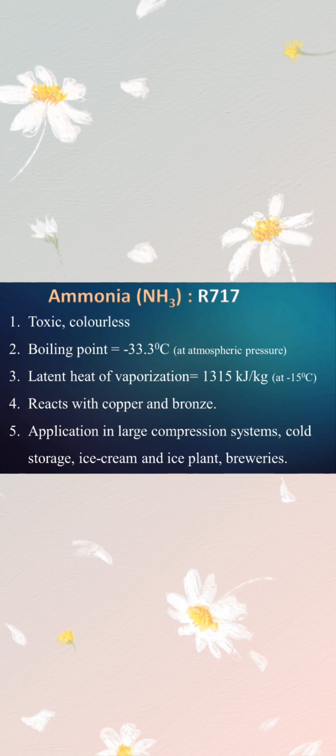Ammonia. It is a toxic, colorless gas with a boiling point of minus 33.3 degrees Celsius at atmospheric pressure. Look, you have to understand the rationale behind learning these properties. Don't just remember them. Analyze the things. It makes you a better engineer. Like here, ammonia has a very low boiling point at atmospheric pressure. So, to evaporate it in the evaporator at around minus 15 degrees Celsius, we need to maintain higher pressure in the evaporator. So, the compressor suction will not be in vacuum. It helps to improve the operating capacity of the compressor.